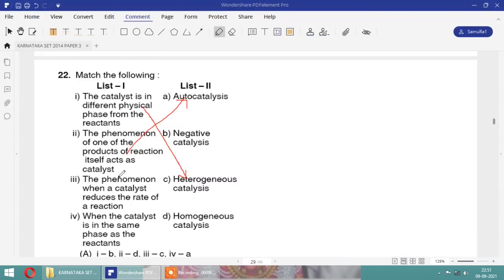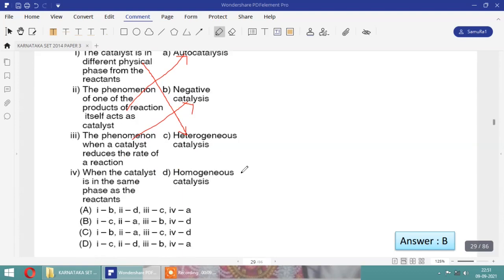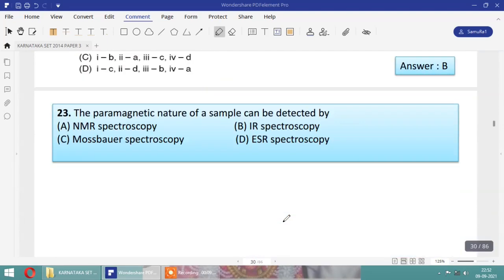phenomenon when a catalyst reduces the rate of the reaction is a negative catalyst. The negative catalyst is one which always reduces the rate of the reaction. So it is a negative catalyst. And the fourth one, when a catalyst is in the same phase means it is homogeneous. So this is homogeneous catalyst. Hence option B is correct. So match the following.